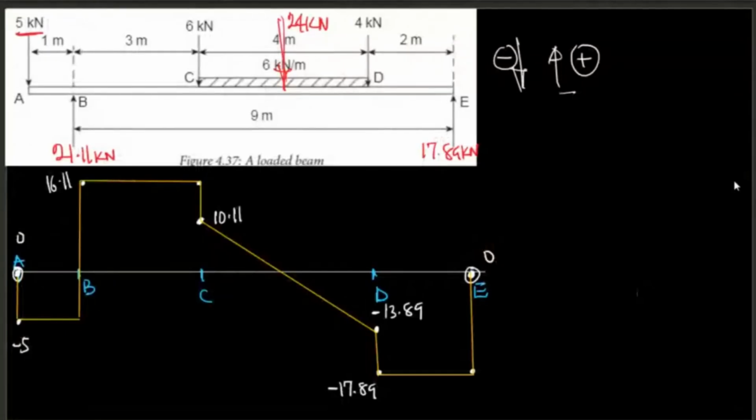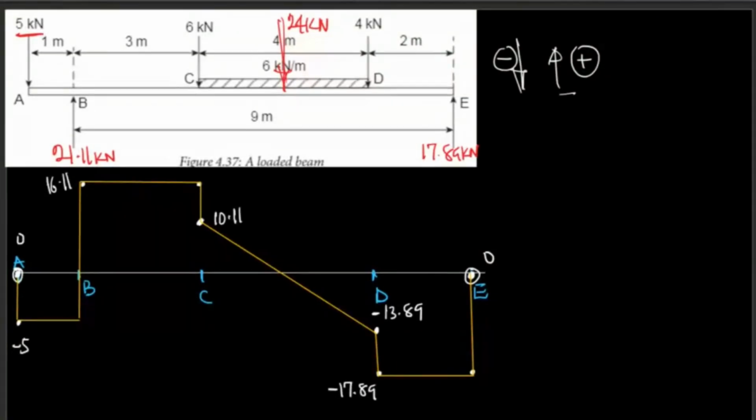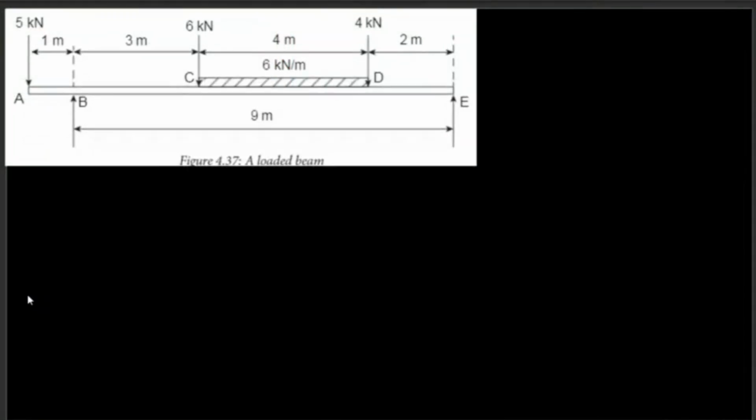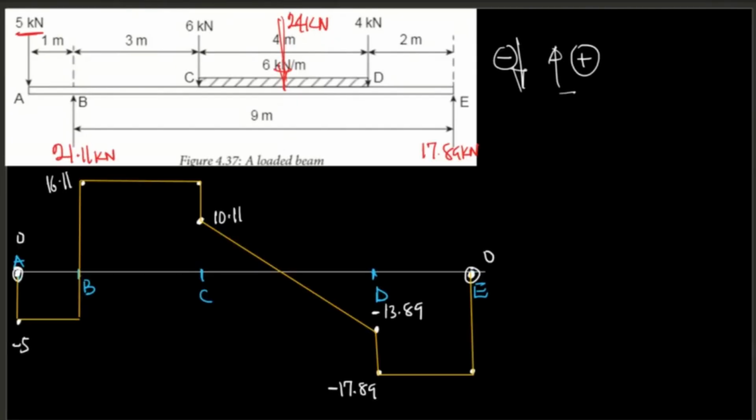Okay, let's draw the bending moment diagram. The bending moment diagram is the easiest. So with the bending moment diagram, let's draw it very fast because of time. I'm having 24 kilonewton here, 21.11 here. I'm having 17.89 here.